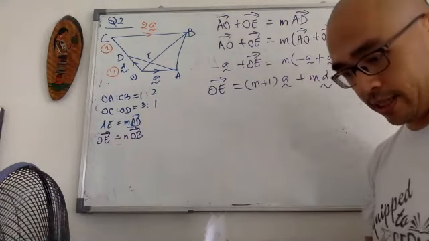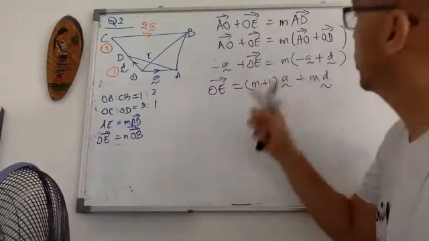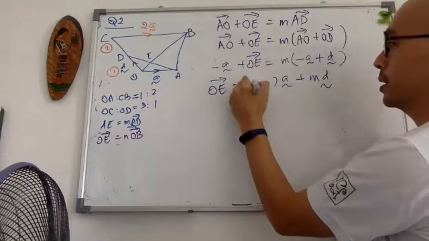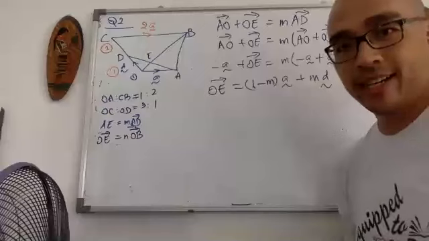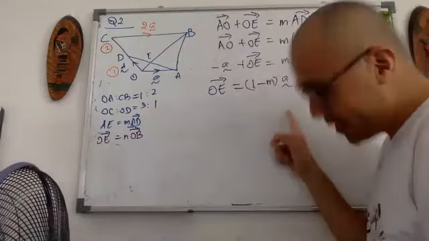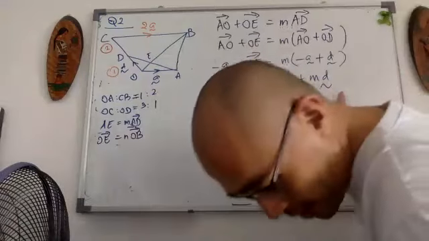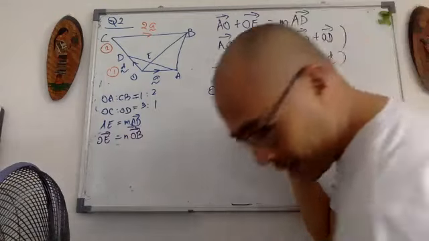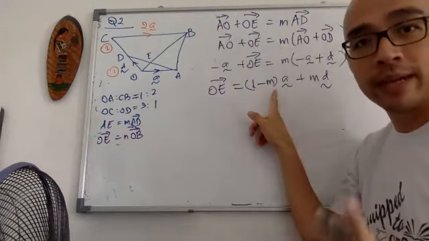Oh, I see. Okay. Sorry, this is n minus 1 minus n. Okay, the question is wrong. The question actually should be prove this: OE equals 1 minus m, MA plus MD. I know it is written 1 minus n, but when I check, the answer scheme says 1 minus m, not 1 minus n.